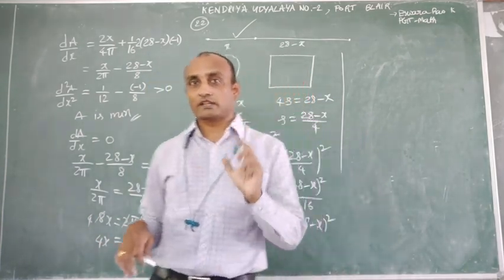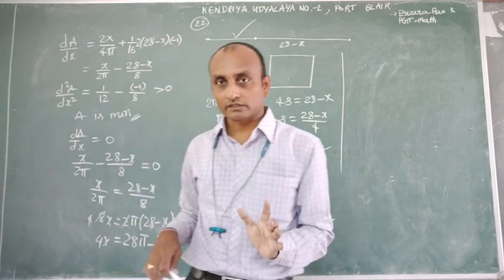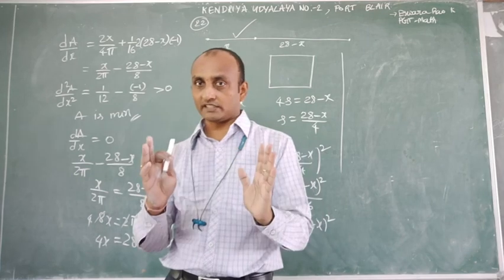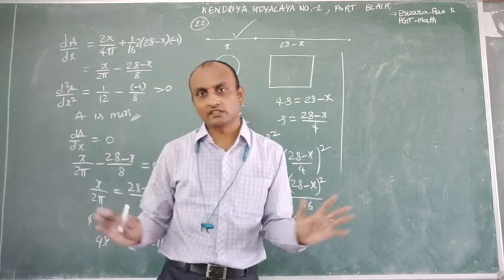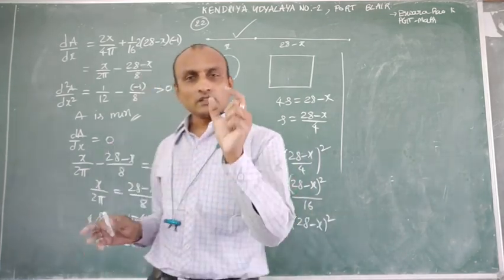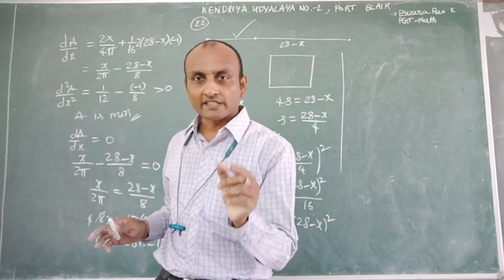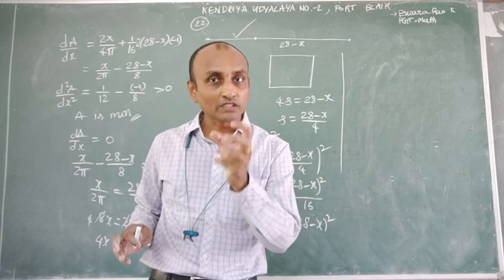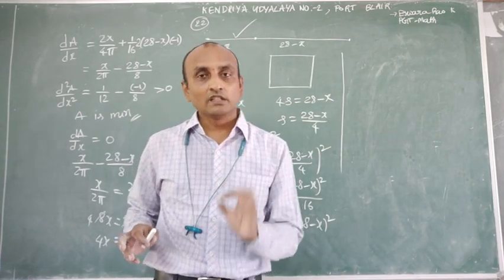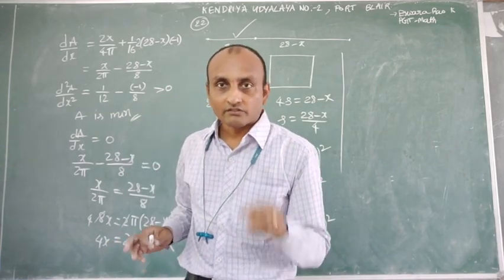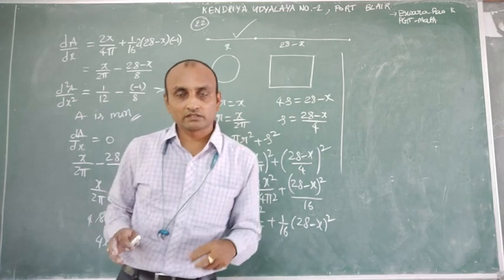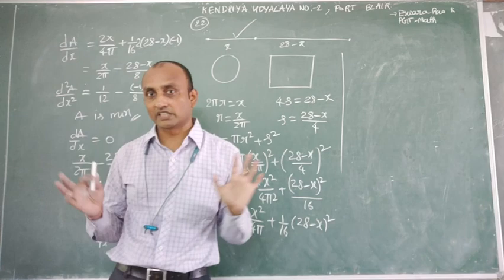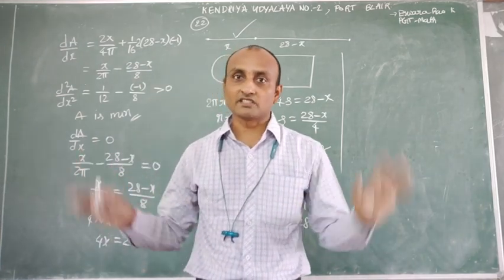Try to watch it carefully. If you are getting doubts, get back. And look, important thing. Every time I'm stressing, the important thing is the minimized quantity or maximized quantity to be expressed in one variable. After that, do some simplification if required. Then differentiate it. First derivative, do the first derivative test. Then again differentiate, do the second derivative test for less than 0, greater than 0. Then find the dimensions which they require.